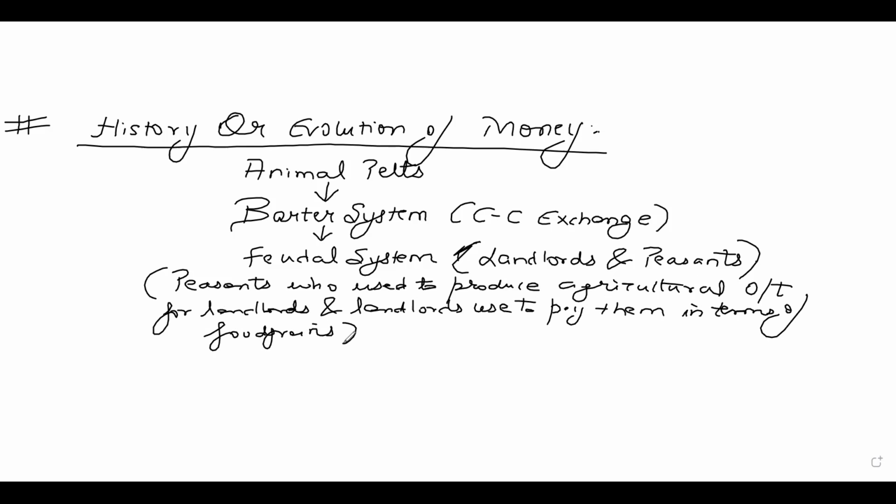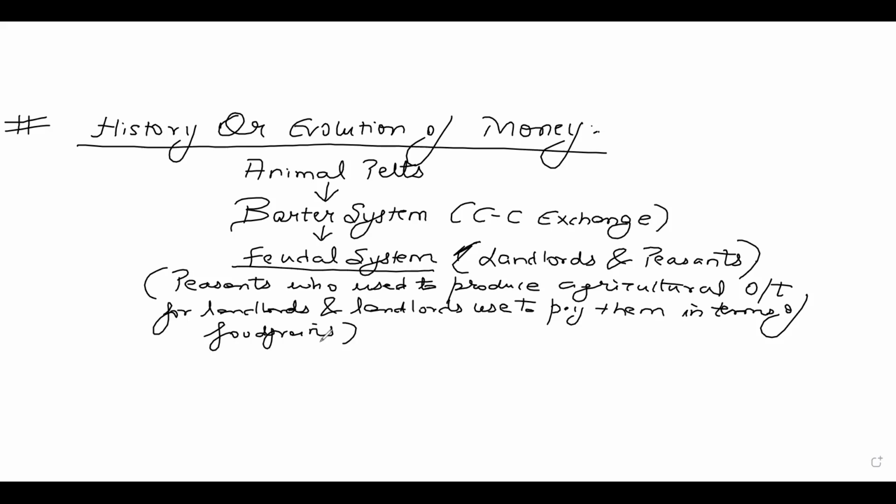The peasants used to produce agricultural output for the landlords, and the landlords simply used to pay them in terms of food grains. That means a certain fraction of the output produced was given back to the peasants for their livelihood. I'm sure students attending this lecture have done the feudal system in history also. When you had your schooling, you must have done this in your history course as well.